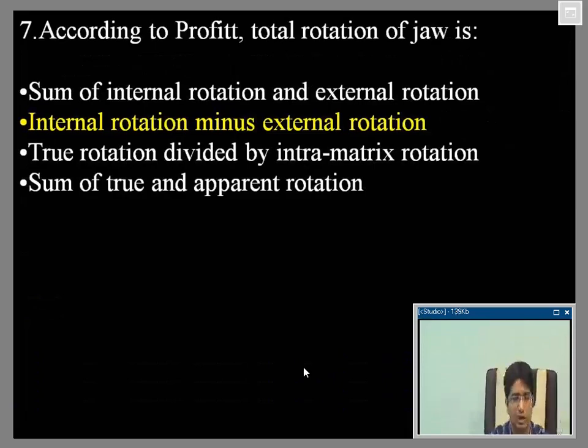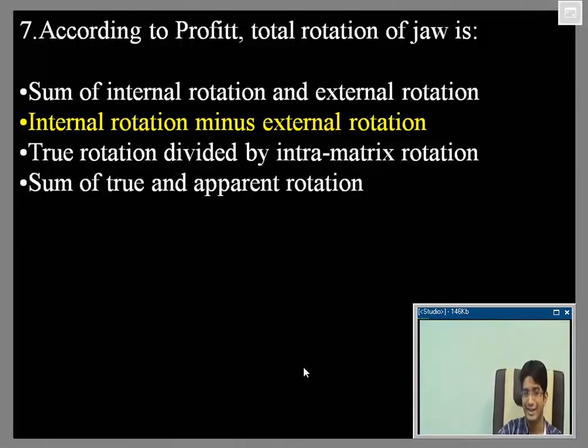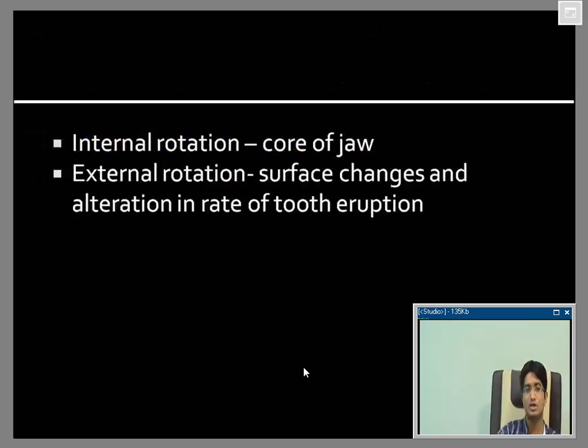Next question. According to Proffit, the total rotation of the jaw is, answer second one, internal rotation minus external rotation. What is internal rotation and what is external rotation? Internal rotation is the rotation of the jaw around the core of the mandible. External rotation is the surface changes and alteration in the rate of tooth eruption. Surface changes in the mandible like resorption and deposition, and when tooth eruption is there, there is alteration of the bony changes. So the total rotation will be internal rotation minus external rotation.